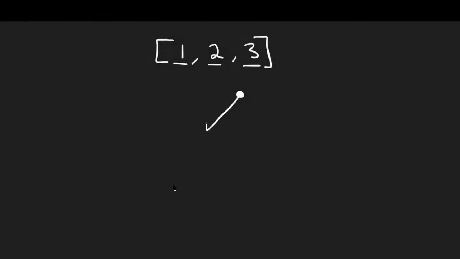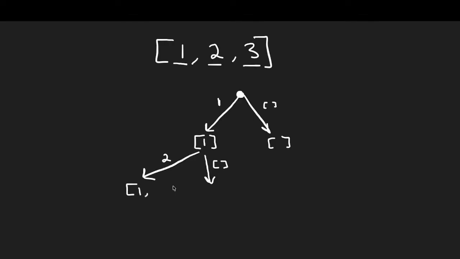So first, we can choose to add one or not add one, and that will give us two subsets, one subset with just one and one empty subset. So along this path, we can decide now, do we want to add 2 or not add 2? With one decision, we will add 2, and the other decision, we won't add 2. So we'll get 1, 2 as one subset, and the other subset will just be 1 by itself.